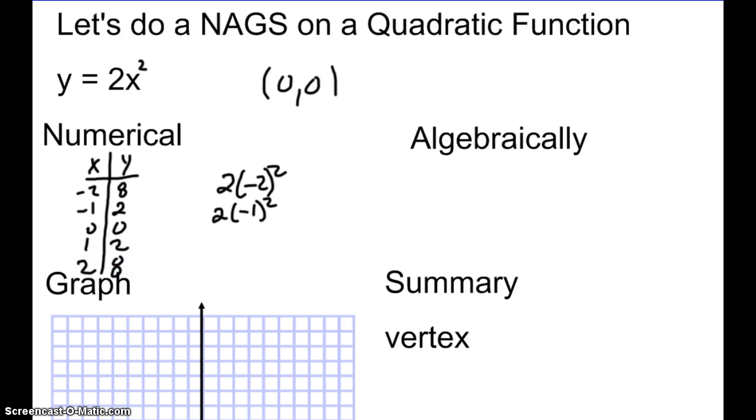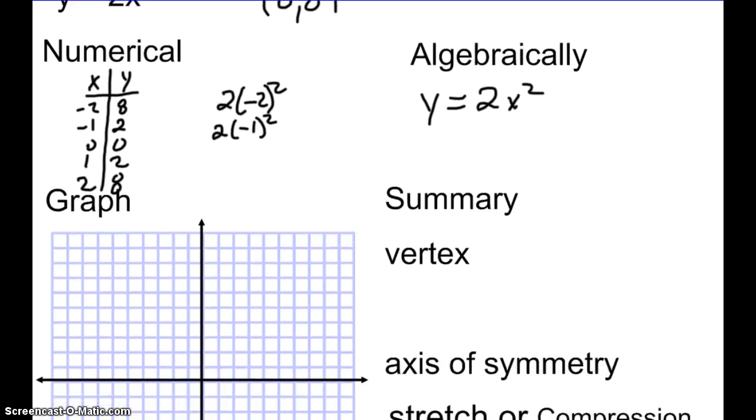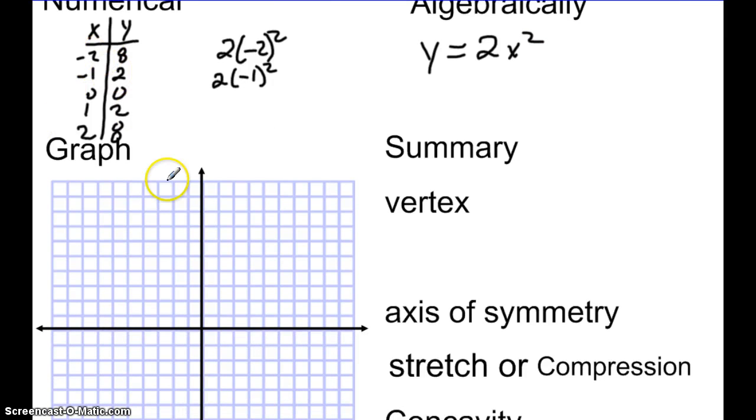Now let's look at this algebraically, of course. It's simply y equals 2 times x squared. That's going to be your algebraic expression. We actually solved for y on that one. Now let's go ahead and graph these coordinates. Negative 2, 8, negative 1, 2, 0, 0, and then 1, 2, and 2, 8.